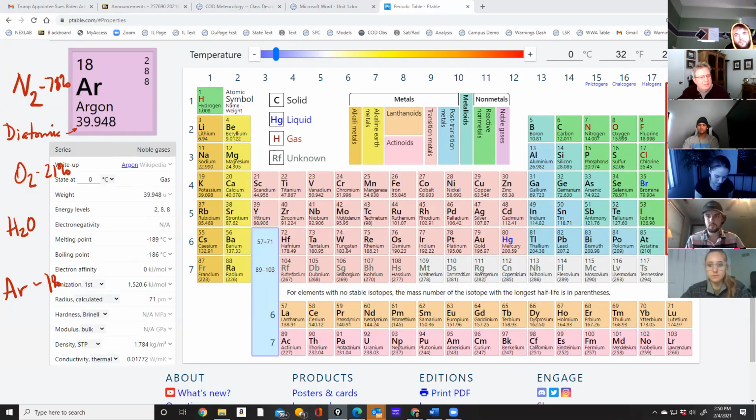What does it mean to be a noble gas? Noble gases are very non-reactive. They don't do anything. They're happy all by themselves. They don't want to react with anything. So helium has no problems. It's just helium. Neon, you can throw electricity through it and make lights, but it's a really noble gas. Argon is a very good noble gas.